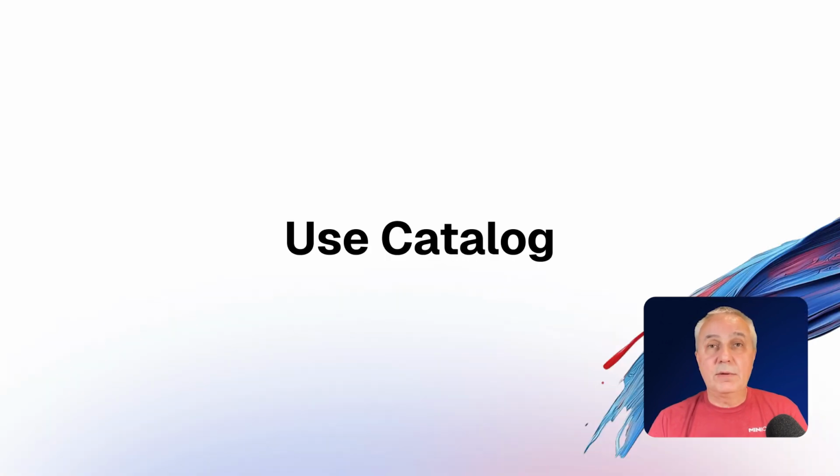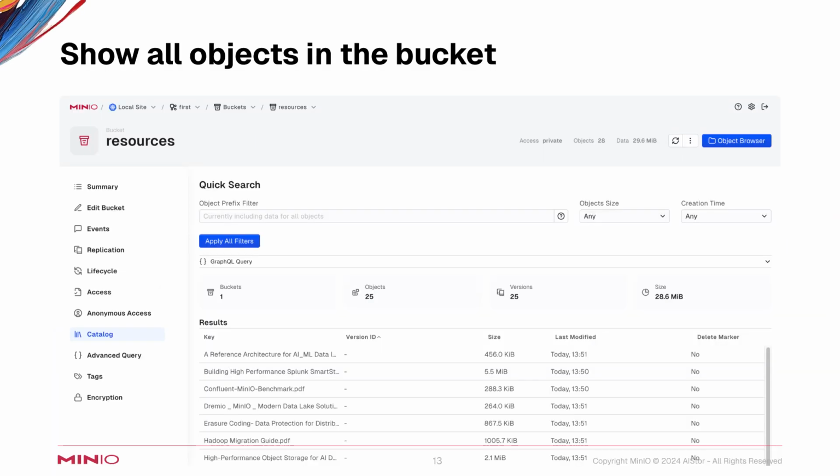How to use a catalog? The simplest way is to show all the objects in the bucket. You click Apply All Filters, and by default, it shows all the objects in the bucket. In this bucket, we collected some PDF files with white papers, which I downloaded from the MinIO website. And as you can see, there are 25 white papers in this bucket.